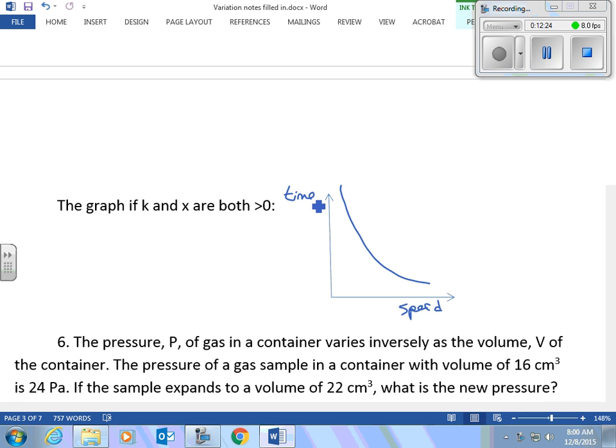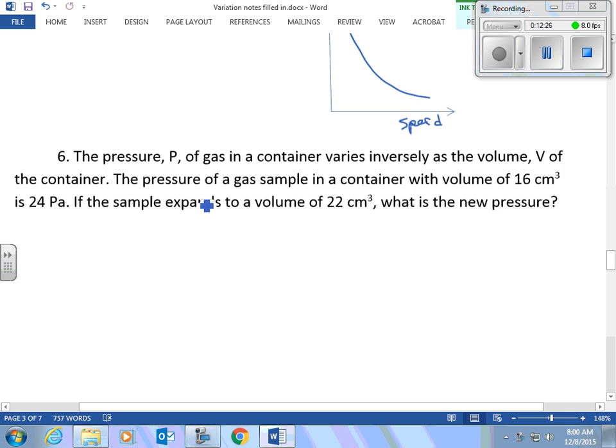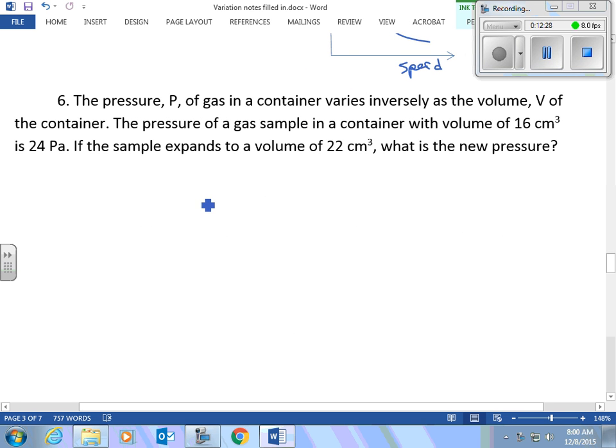Here's another example. The pressure P of gas in a container varies inversely as the volume of the container. So the pressure of a gas sample in a container with a volume of 16 cubic centimeters is 24 pascals. If the sample expands to a volume of 22 cubic centimeters, what is the new pressure? So the more space you give the same amount of gas, the pressure of that gas decreases.